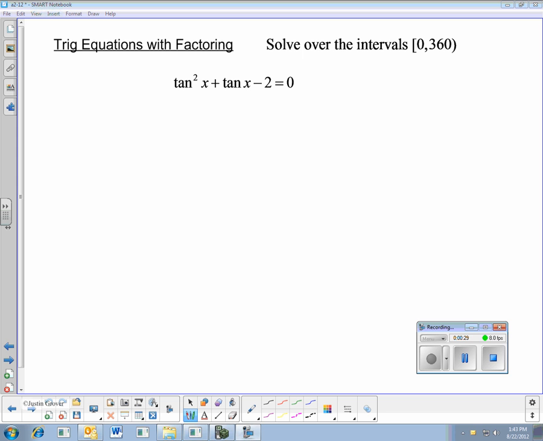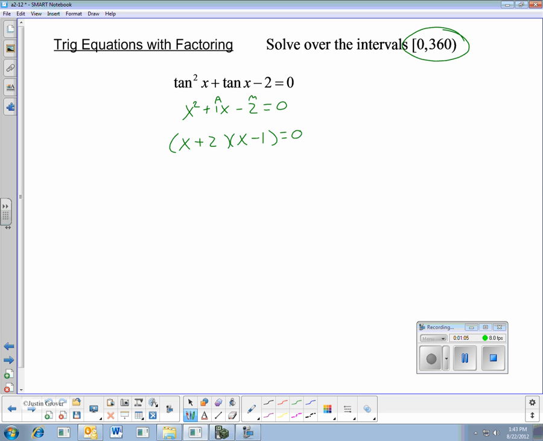So we're solving over the interval 0 to 360, not including 0, but including 360. That's what that interval notation means. And so tangent squared x plus tangent x minus 2 equals 0. This is a trinomial. I can convert it to x squared plus x minus 2 equals 0. A lot of students find it helpful to just think of tangent as x and then factor it like that. So that's going to be x plus 2 and x minus 1 equals 0, as far as the numbers that multiply to negative 2 and add to the positive 1. That's the coefficient of that x.